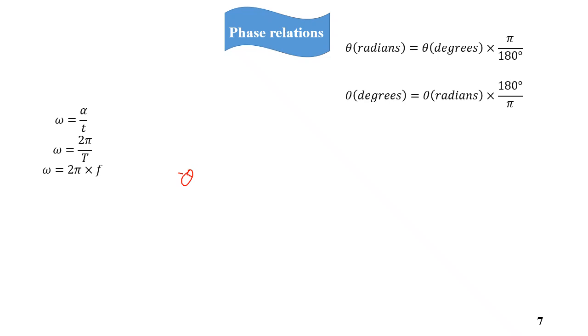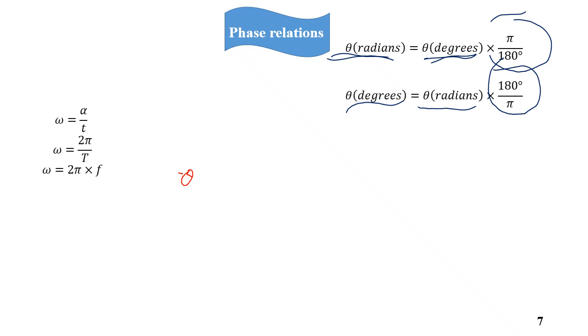We can convert for the phasor relation: angle in radians equals the angle in degrees times pi over 180. We need to convert an angle in degrees to an angle in radians, then we multiply the angle in degrees by pi over 180. For an angle in radians, we multiply it by 180 divided by pi to get the equivalent in degrees.